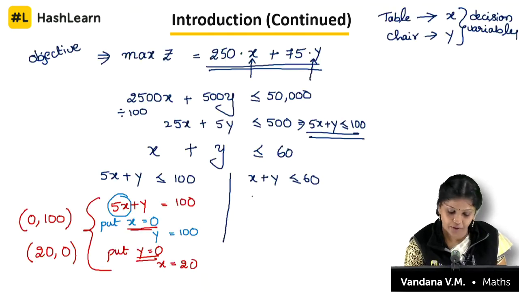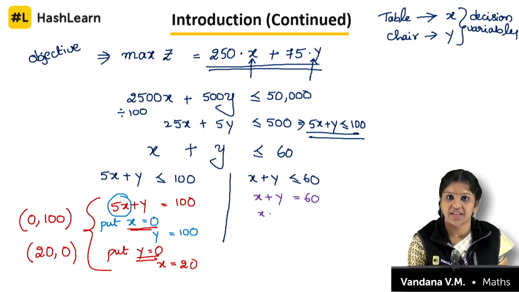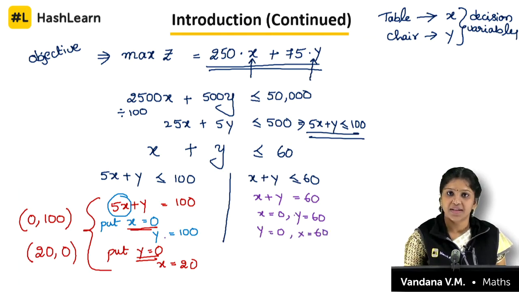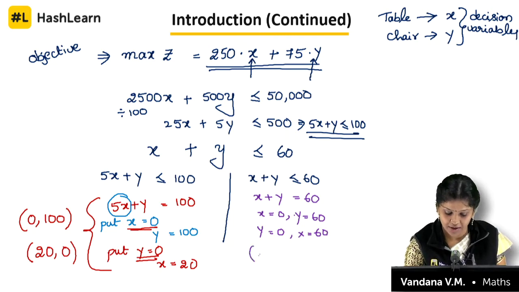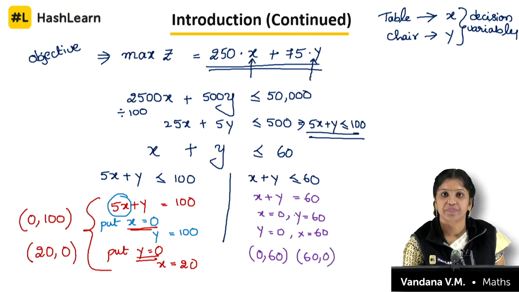Go back and find out the equation. What is the first step? x plus y is equal to 60. Put the x value as 0. If I substitute x as 0, I will get y as 60. If I put y as 0, then I will get x as 60. Isn't it? So now the points are 0 comma 60 and 60 comma 0.